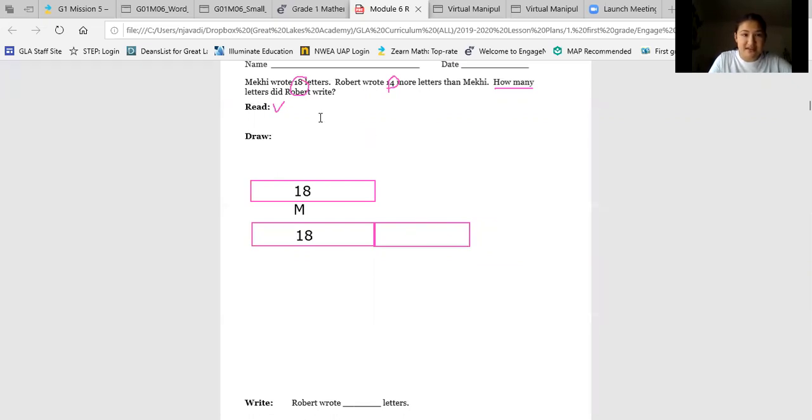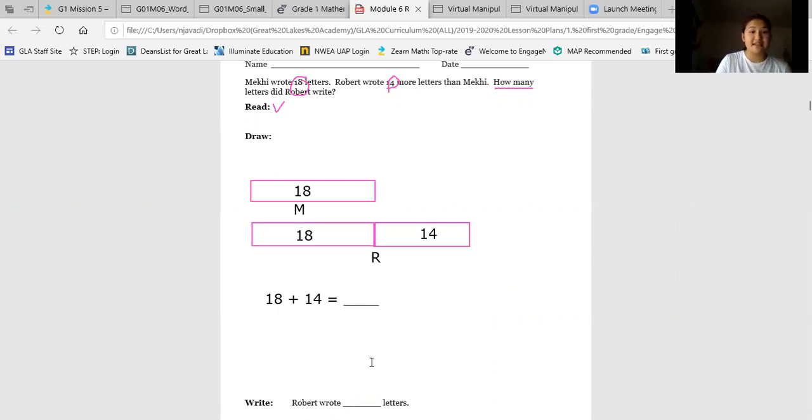So go ahead and label this 14. So Robert started with the same number as Mackay, then did 14 more. That's why we draw an extra piece, just like this one right here, to show Robert's 14 more. Now we can use an addition number sentence to show how many letters Robert wrote. So we know that Robert had 18 plus 14. He had a total of, we don't know. Let's grab 18 and count on 14 more.